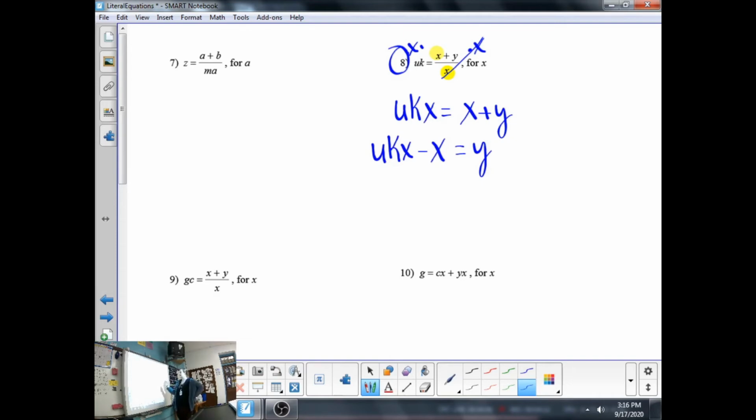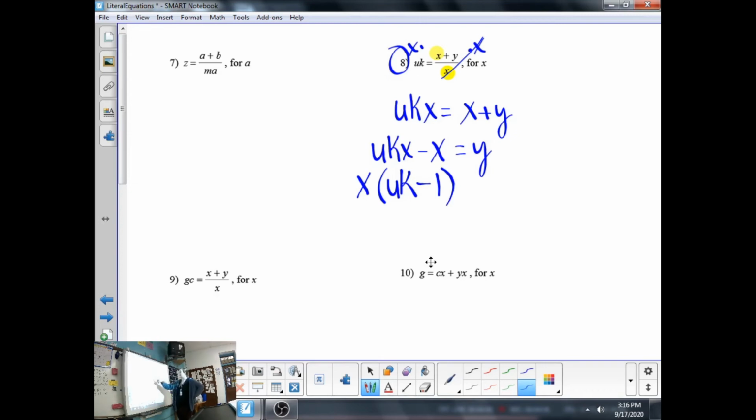So I can't combine them into a single term, but I can factor the x out of both of those terms. So when I factor the x out, which remember factoring is really dividing, it's undoing distribution. When I factor the x out of the first term, I am left with a uk. The second term, and this is one of the big mistakes that I see students make, when you factor an x out of a negative x, you are left with a negative 1.